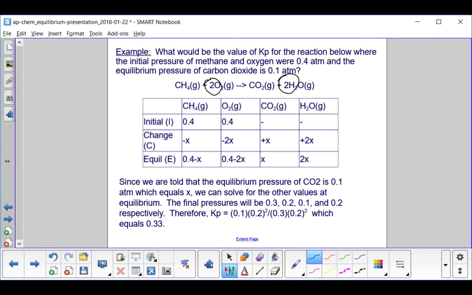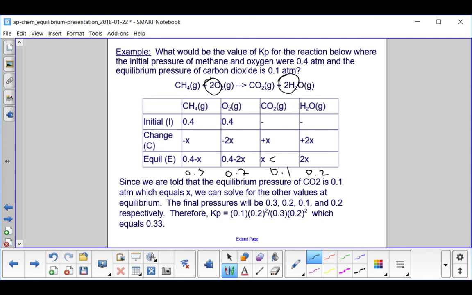Now, we're told that the equilibrium pressure of CO2 is 0.1 atmospheres. So notice that this is x, 0.1 atmospheres. Given that, we can find the equilibrium pressures for everything else. So 0.1 times 2 would be 0.2 atmospheres. 0.4 minus 2 times 0.2 would be 0.2 for the oxygen and 0.3 atmospheres for the methane.